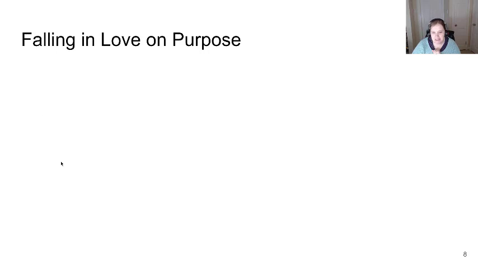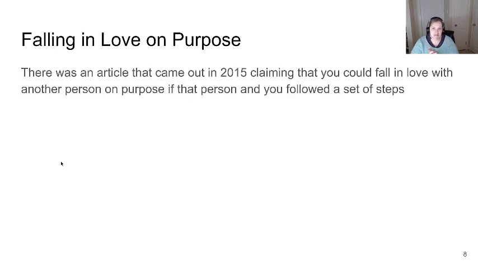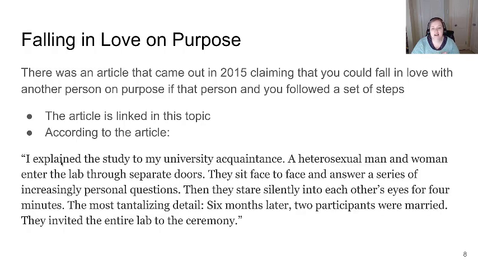So falling in love on purpose. There was an article that came out in 2015. Again, that's when I saw it, but they claimed that some of the research it was based on was 20 years older than that. This article claimed you could fall in love with another person on purpose if you follow a set of steps. Specifically, if you read the article, it's linked in this topic, so it's just a journalistic article. But in that article, the person said, I explained the study to my university acquaintance, somebody this person had known back in the day, right?